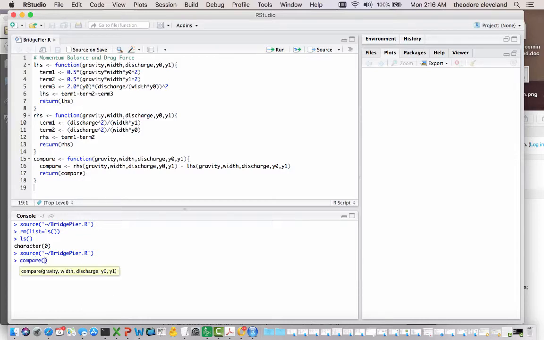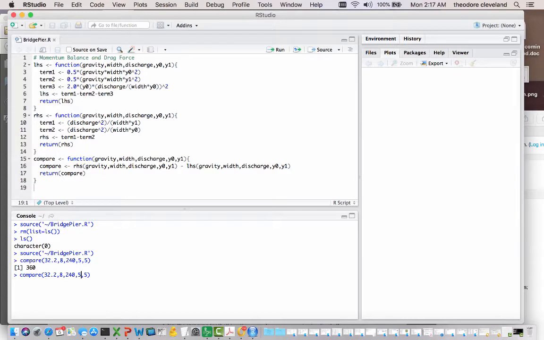And we have to provide gravity, which is 32.2. We have to provide a width, which in our case was 8. We have to provide a discharge, which in our problem was 240 feet per second. We have to provide the y0, which we don't know what it is, but let's start at 5. y1 equals 5. And we get a value of 360. And so that means that our approach depth is not correct.